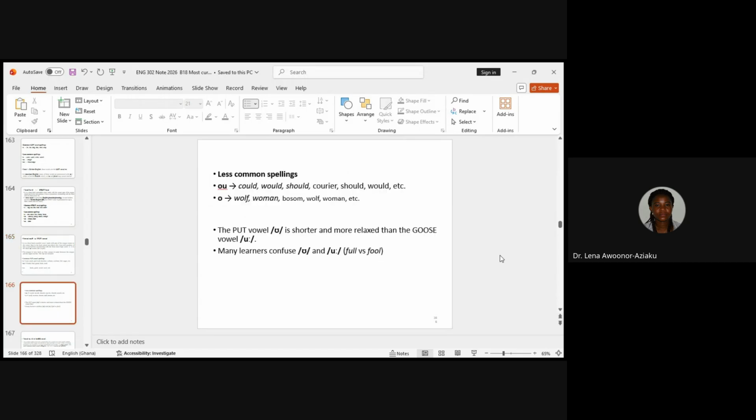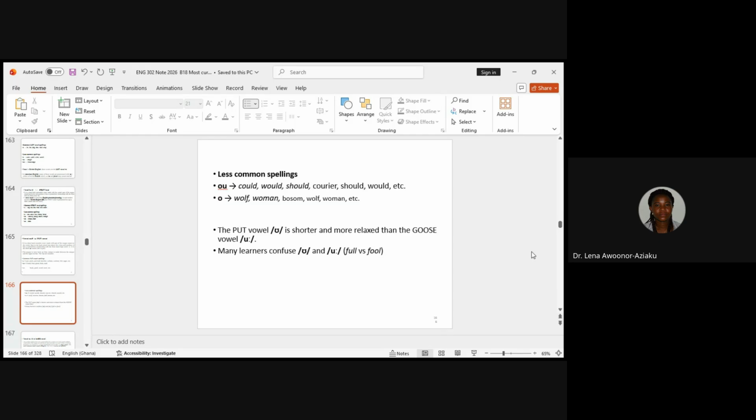Less common is that you have could. Could you do that? So the transcription of could is could. Remember the l is silent or is deleted. You don't say it. Could you, should you? How could you do that? Should, wolf, woman, whip, woman, workman, bosom.